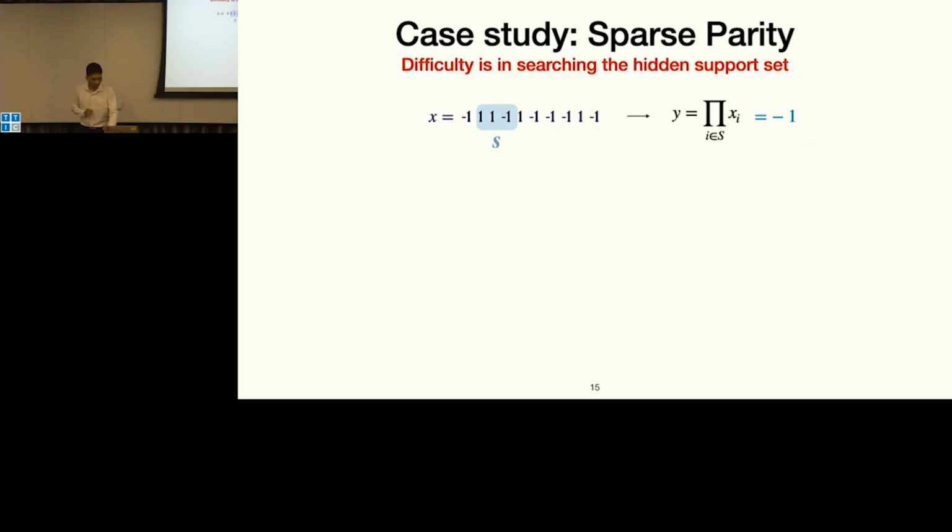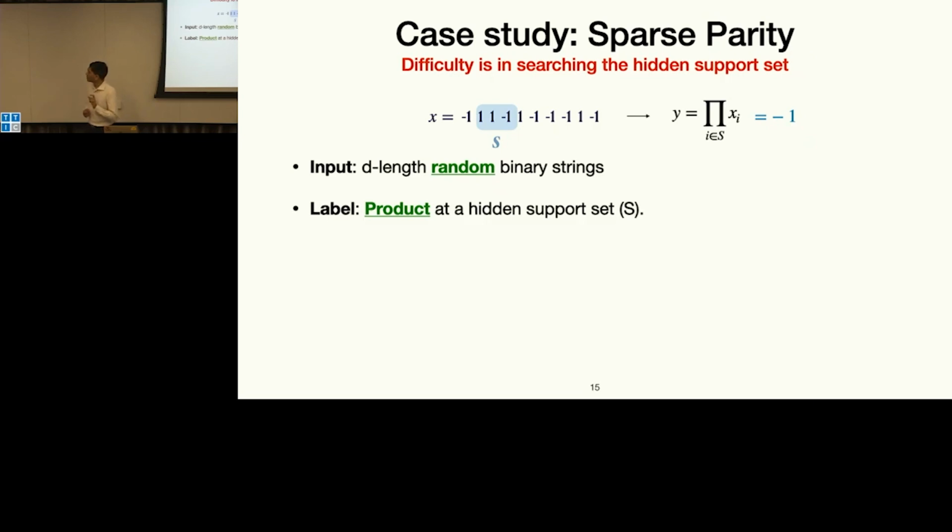So let's talk about sparse parity, and we'll extensively discuss sparse parity in this part. The task of sparse parity is defined as follows. We're given arbitrary random strings containing plus or minus ones, and our label is a product of the input coordinates in a sparse support set, or a sparse set of coordinates. For example, in the example that I'm showing, the sparse set of coordinates gives 1 times 1 times minus 1, and so for this particular example, the label will be minus 1.